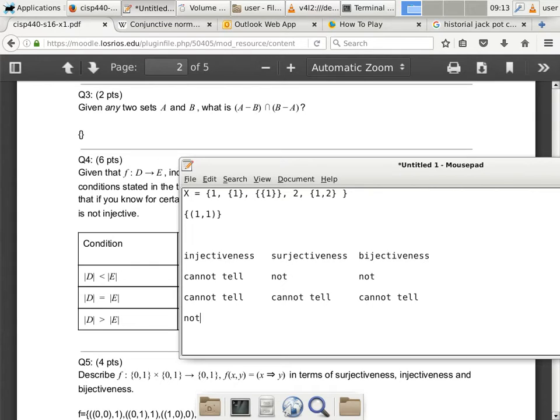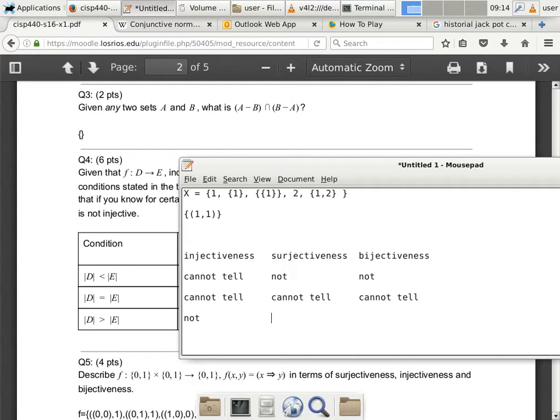Because based on the pigeonhole principle, okay, remember the pigeonhole principle, we know that at least one element in the codomain is mapped from at least two elements in the domain, just because of the pigeonhole principle.